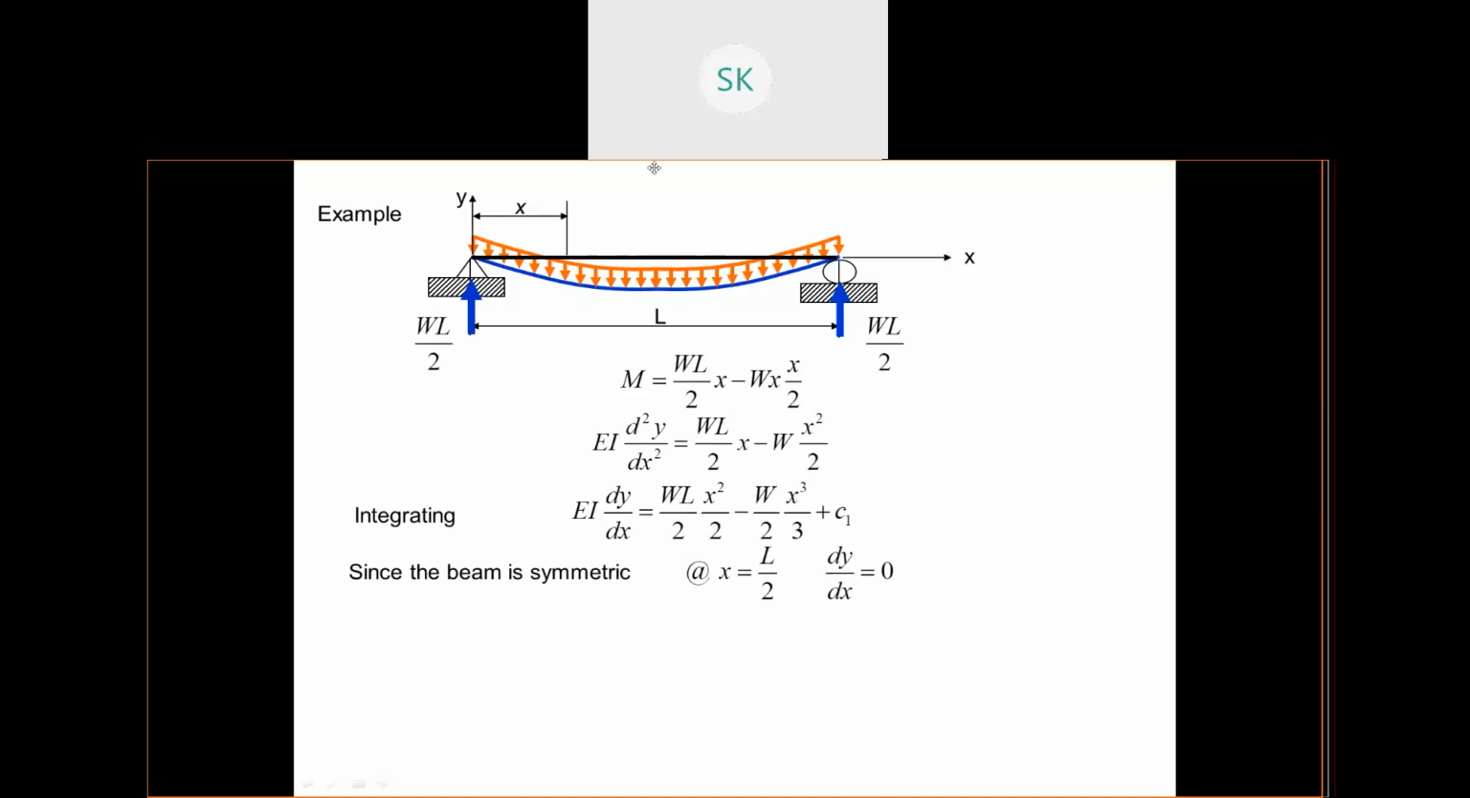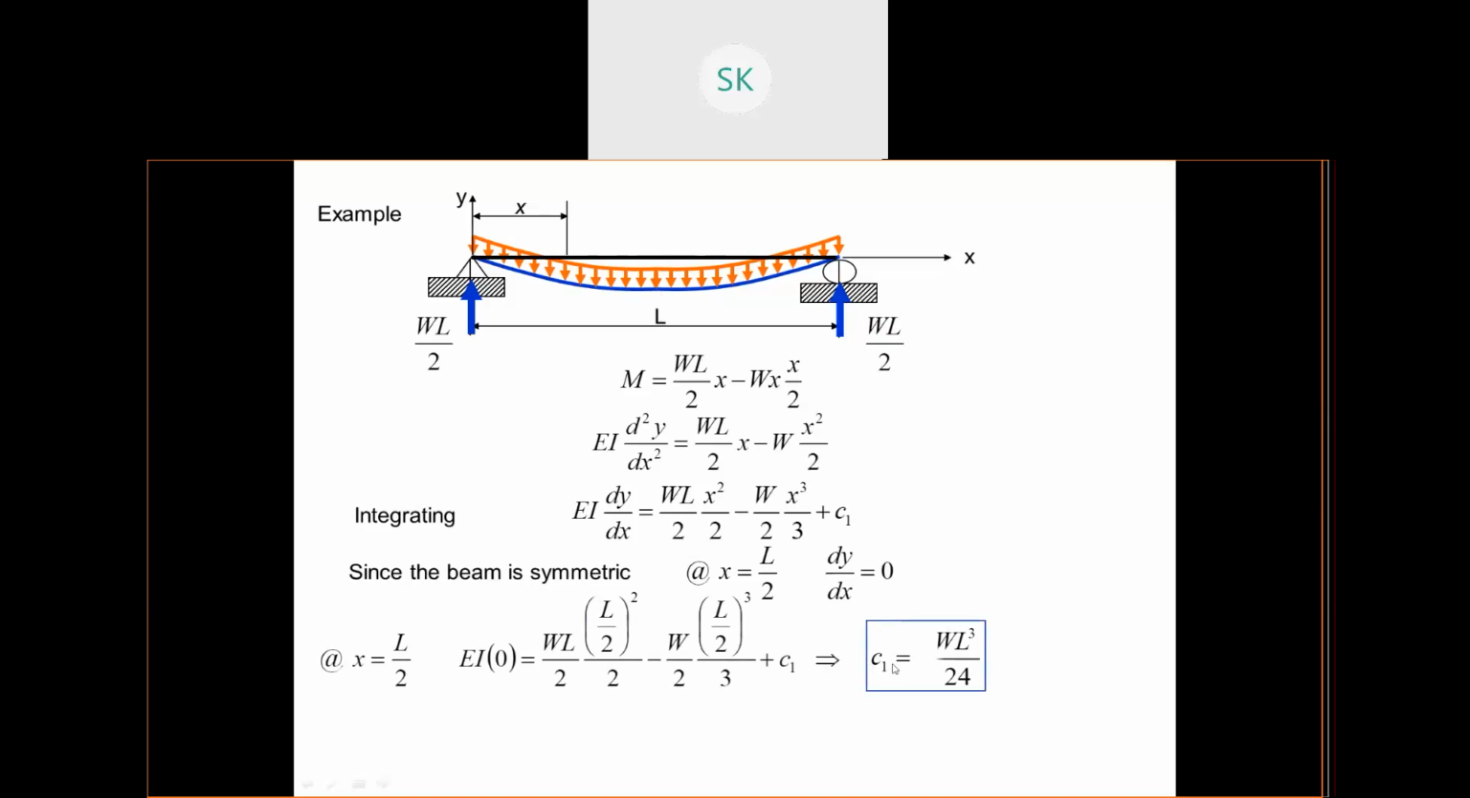Now this is the symmetric beam, right? So at x equals L by 2, that means at this distance, your slope is 0, dy by dx is 0. So put the value of this, you'll find the C1 value. Place the C1 in this equation, you'll get the slope equation. You can find the slope at any point x by this equation.